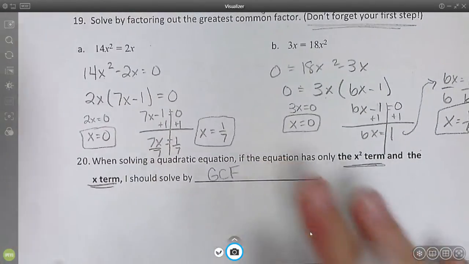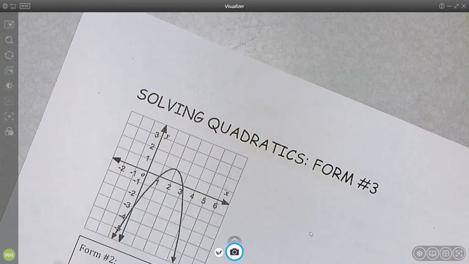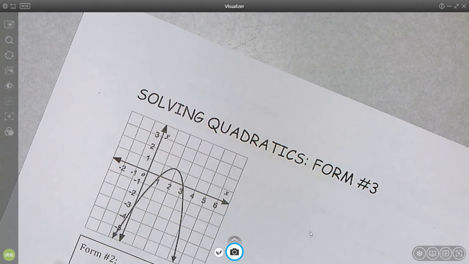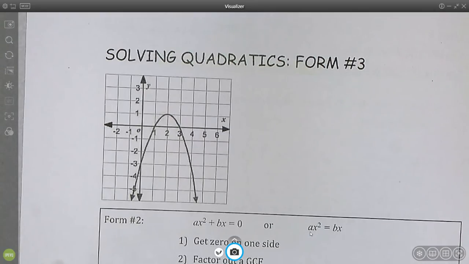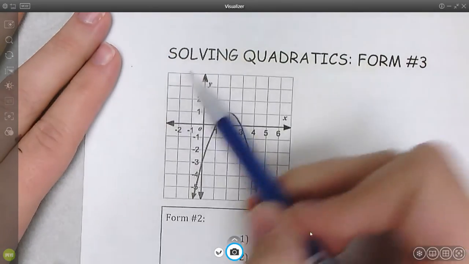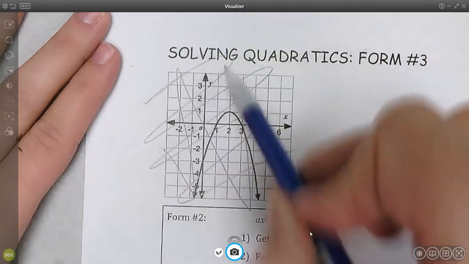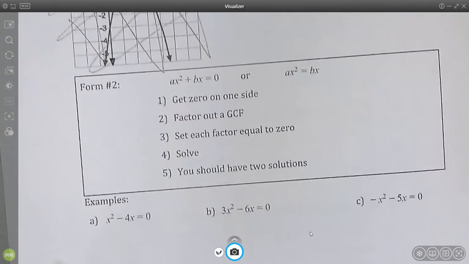So let's flip our paper over, or if you're doing it on your Chromebook, you can skip the second page, and we're going straight to the third page. This one you can cross out. This is just a picture. It means absolutely nothing.